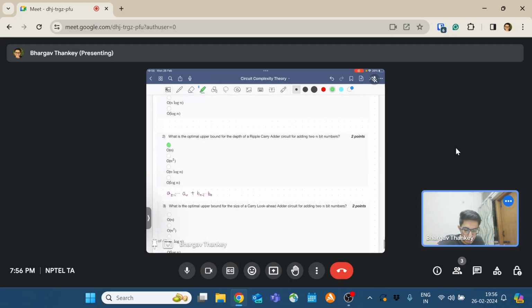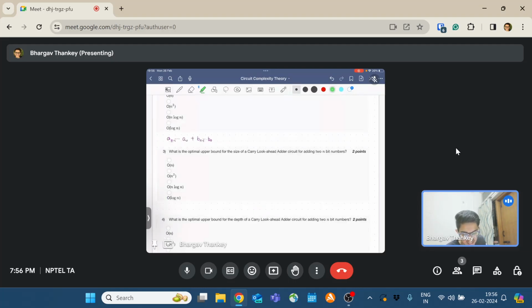So the ripple carry adder has the optimal size, but its depth is terrible, right? Then we constructed the carry look ahead adder. What is the optimal upper bound on its size: order n square, order n log n, or order log n? Here the size is order n square, but its depth is much better than order n.